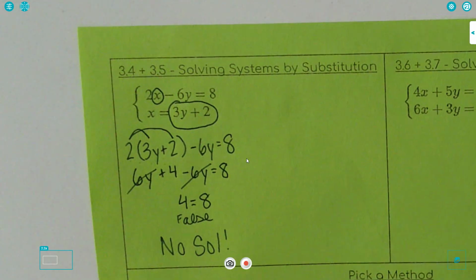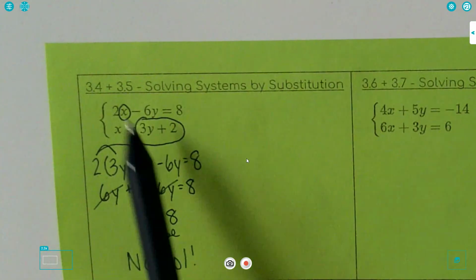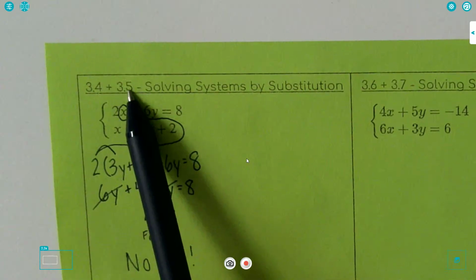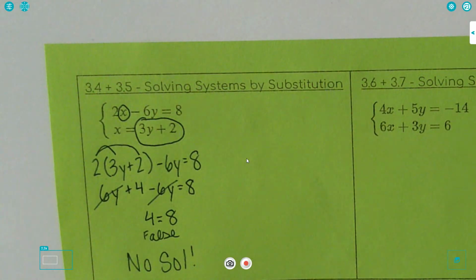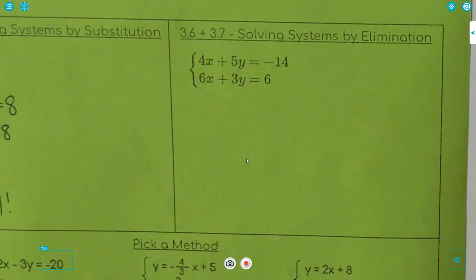Hey, let's talk elimination then. So, I have one thing to say about substitution. 3.4, you have to be able to do. 3.5, just like 3.2, it's an option for some of them, but you don't have to be able to do it. Okay, 3.6 and 3.7, solving systems by elimination.